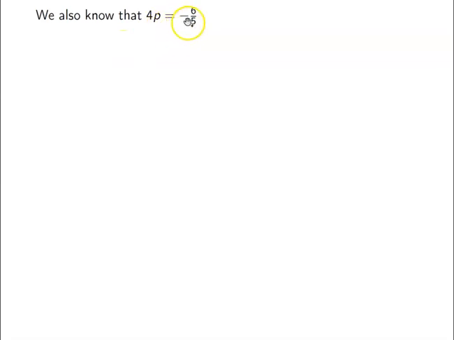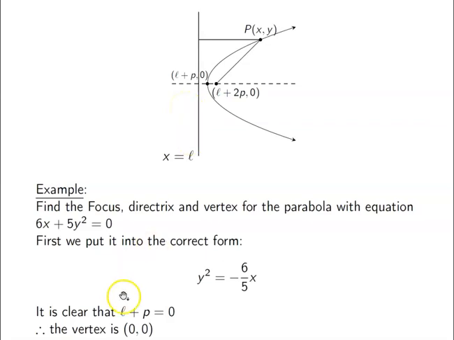I know that 4p is the same as negative 6 over 5. So solving for p, divide both sides by 4. I get p is negative 3 over 10. So that means that my vertex is at 0, 0, which I found. If I move up a value of p, I will then be at the focus.